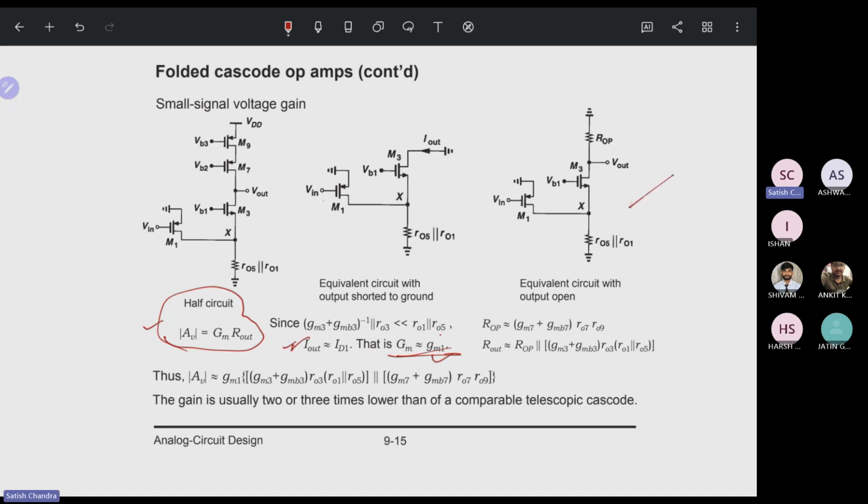And for this type of circuit, what is going to happen? We achieve this. So overall, we are going to get this overall voltage by involving these two parts. The gain is usually 2 or 3 times lower than the comparable telescopic cascode.